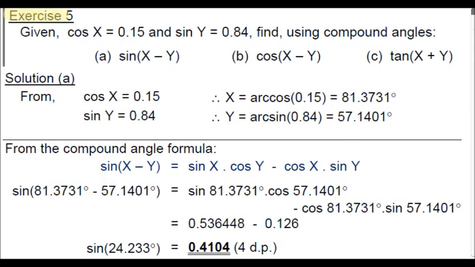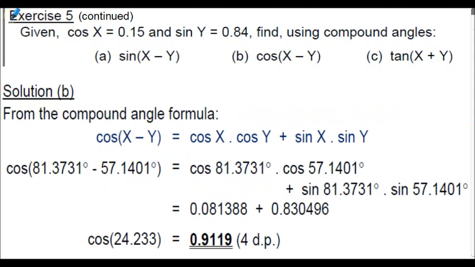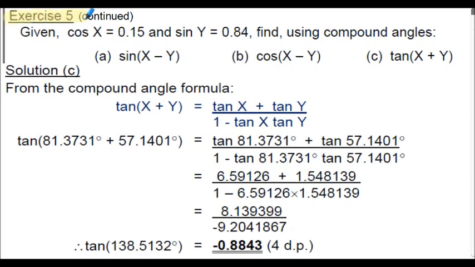So exercise 5, here's the solution for part A, shown here. Answer to 4 decimal places, shown here. Exercise 5, continued. Here's the solution for part B. Answer is shown here. And exercise 5, solution continued. This is for part C, shown here. Answer shown here. I have labelled the solution to show you the calculations in detail, purely for reference there.